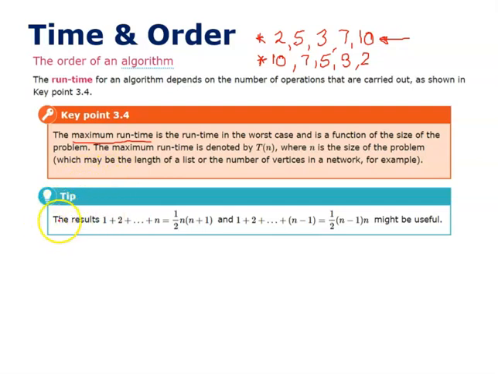I should point out that in a bit, we're going to need to know these results, and particularly I would suggest this first one. This result here says 1 plus 2. Now, these are actually called the triangular numbers, and the triangular numbers have a formula. The first triangular number is 1. Then if I add 2 to it, 1 plus 2 is 3, so my next triangular number is 3.